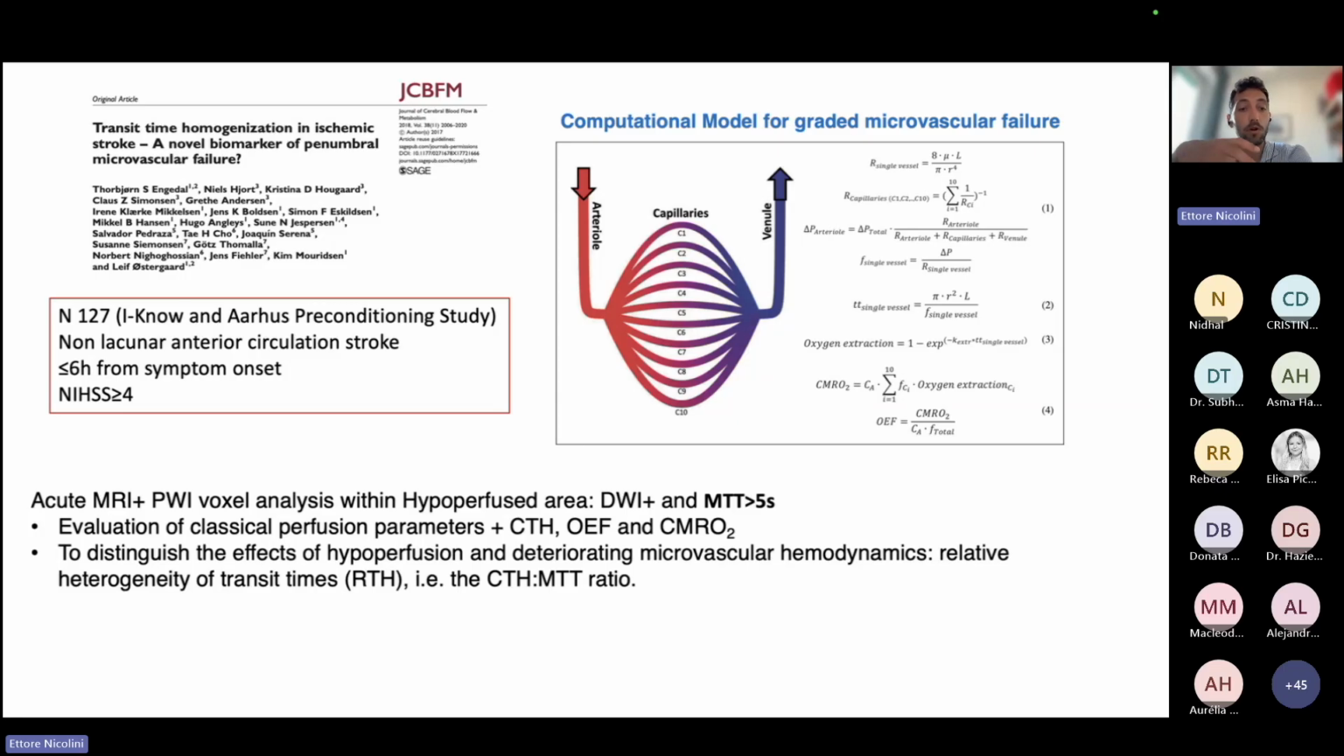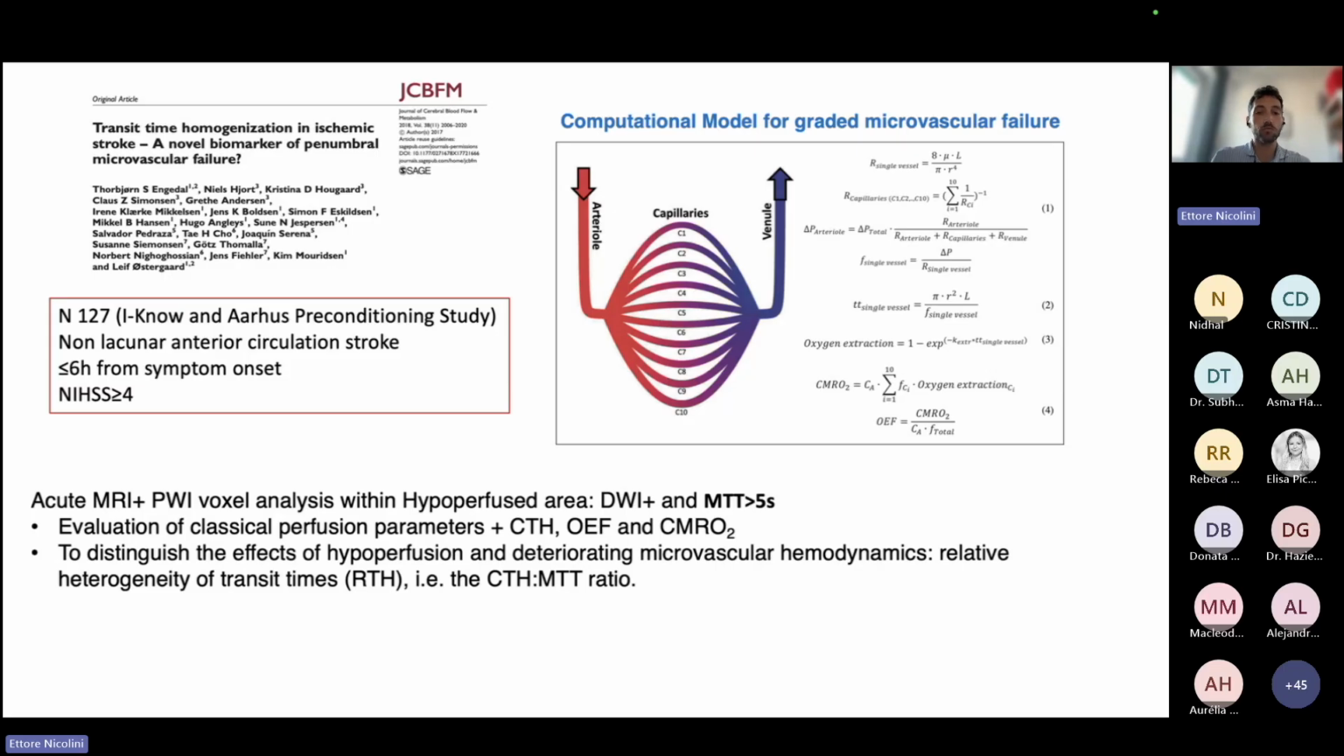They evaluated both the classical parameters, so CBF, MTT, and so on, but also the metabolic parameters, so capillary transit time heterogeneity, oxygen extraction fraction, and cerebral metabolic rate of oxygen. Furthermore, as CTH could also change in response to the macrovascular hemodynamics, they also used another parameter that they called the relative transit time heterogeneity.